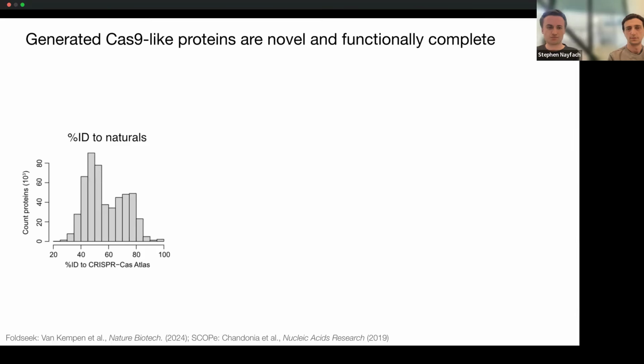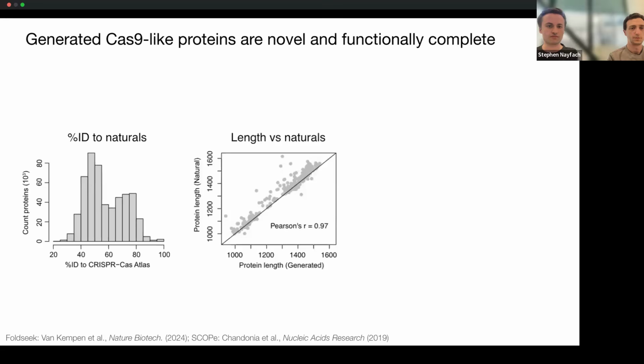To convince ourselves that these proteins were realistic, not just novel, we did a few analyses. The first was to look at how different they are from the data set. We're really interested in these low identity proteins, assuming that they have all the pieces needed to function. You can see the distribution of percent identities from the CRISPR-Cas Atlas here, where we have this peak around 40 to 50% identity, as well as some sequences that are closer to the training data.